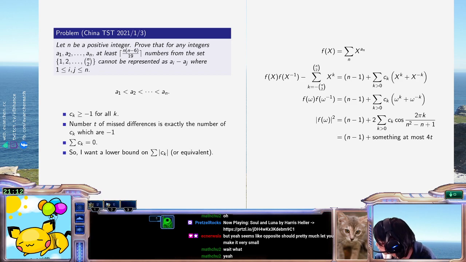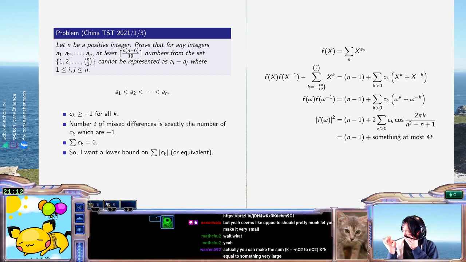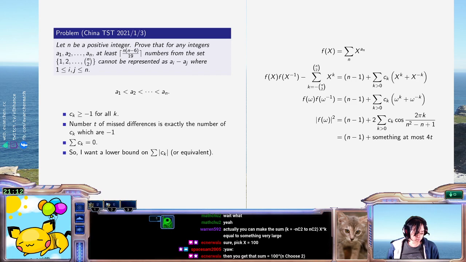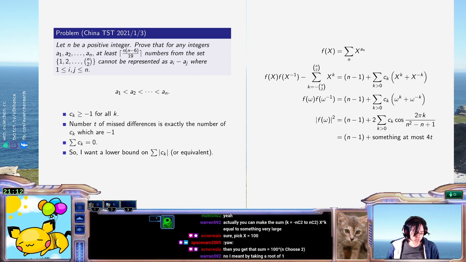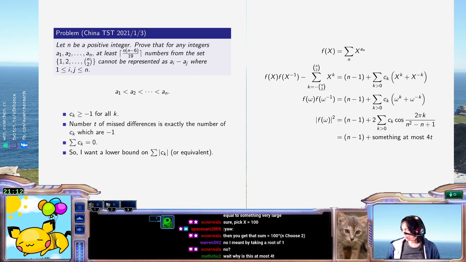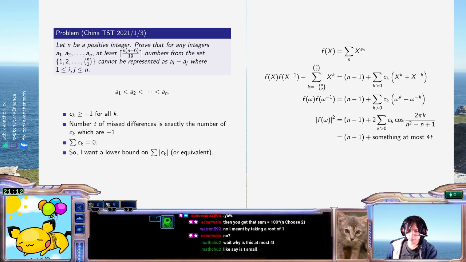What am I doing with my life? What is this? Why is it O of n squared? I just don't see why f of omega is... Oh, so did we take the wrong primitive root? Is that what's going on? I want something smaller. Why is this at most 4t? Well, you can say this is less than or equal to n plus 1 plus twice the sum of absolute value of ck. And that's actually exactly equal to 4t.